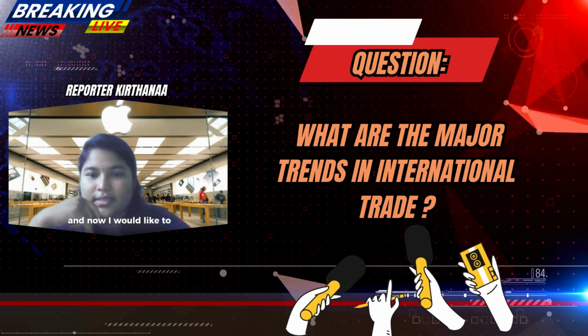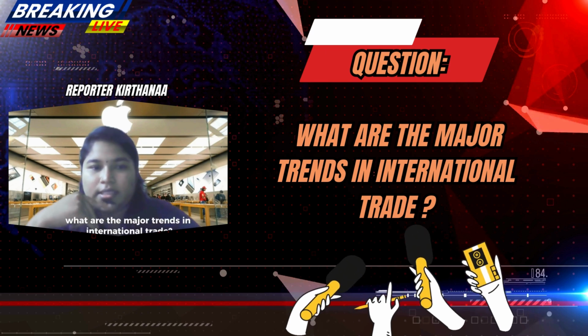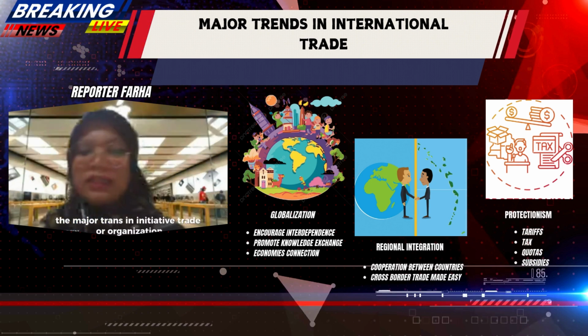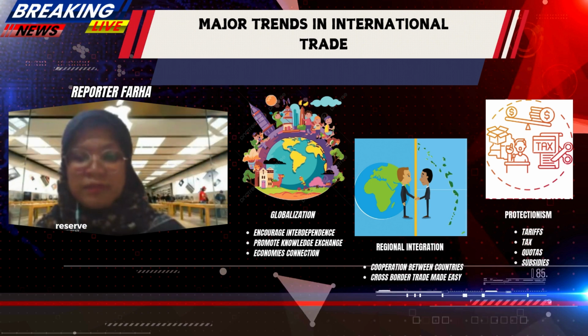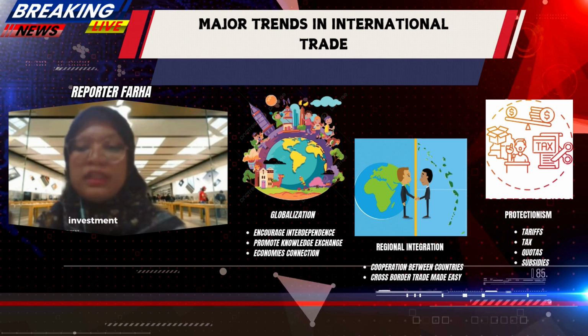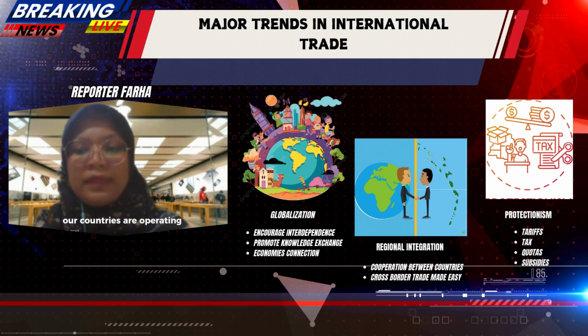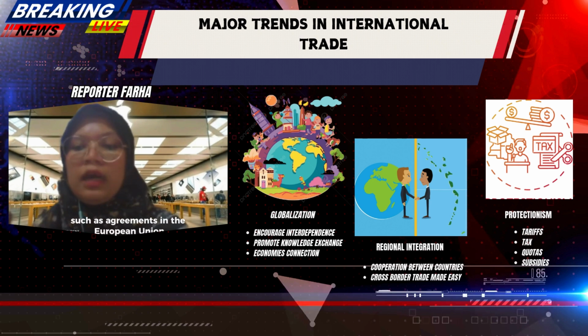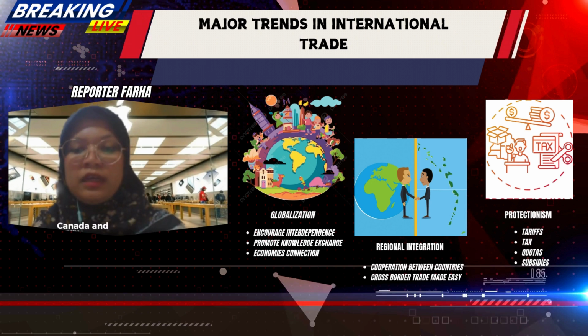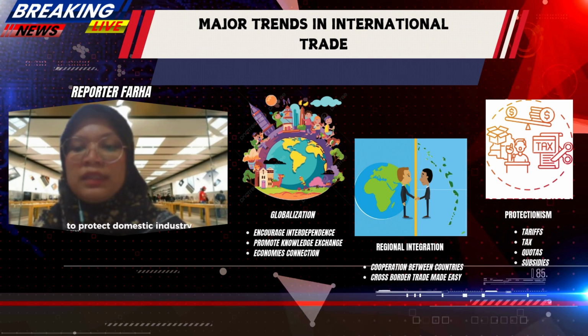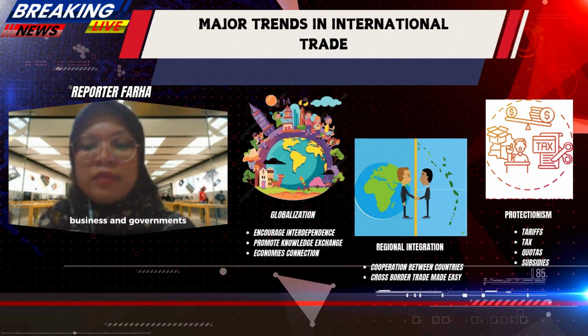Now I would like to ask Farah, what are the major trends in international trade? The major trends in international trade are globalization, regional integration, and protectionism. Globalization connects economies by increasing trade, investment, and technological exchange. Regional integration involves countries cooperating to reduce trade barriers and harmonize regulations, such as agreements in the European Union or the United States-Mexico-Canada Agreement. Protectionism, on the other hand, restricts international trade to protect domestic industry through tariffs, subsidies, or quotas. This trend significantly influences how businesses and governments operate globally.